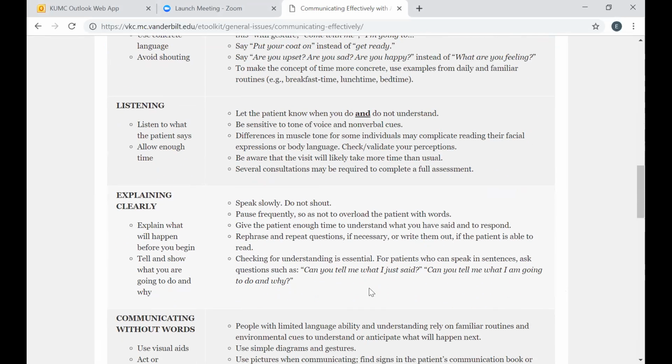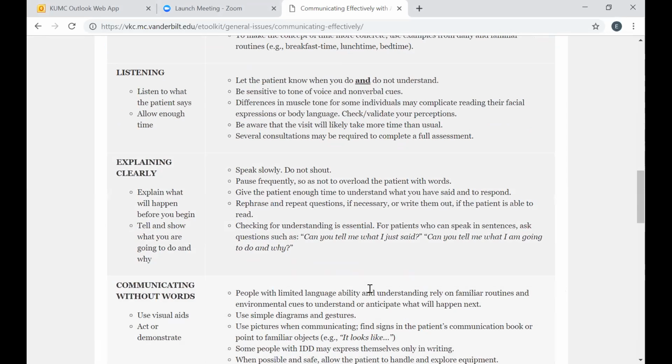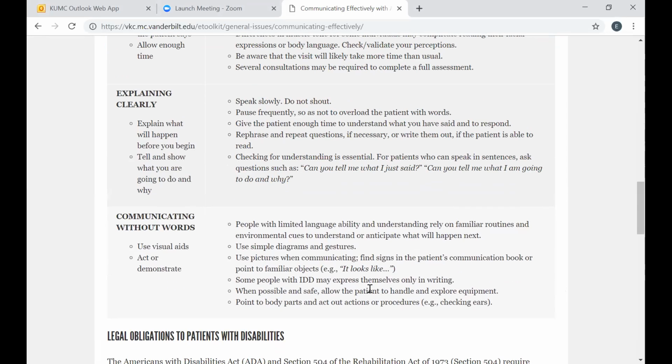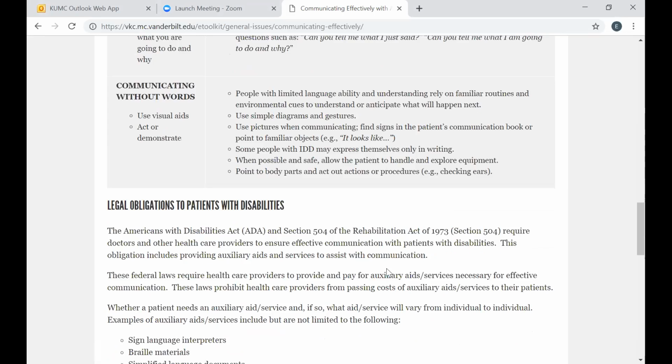Just, like I said, sort of common sense stuff. But if you are just wanting to refresh yourself before you go in a room, what's the best way for me to communicate with someone? This is a helpful thing.